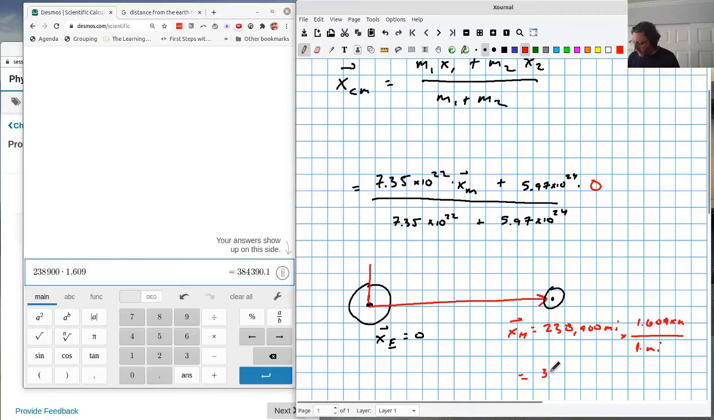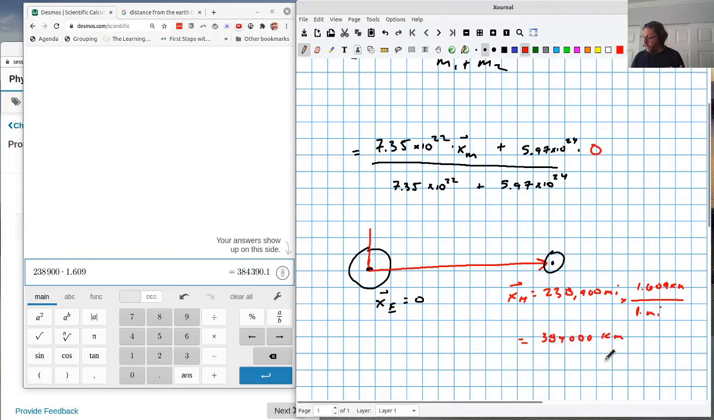We have 384,390. So we'll round that up. 384,000 kilometers. And so to put that into base SI units, that would be 3.84 times 10 to the 5th kilometers, but I actually want it to be in meters, so it's 10 to the 8th meters.